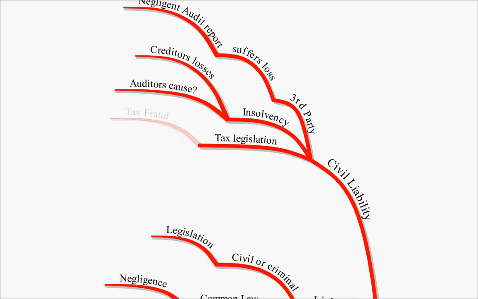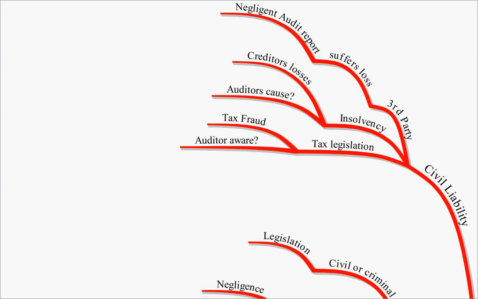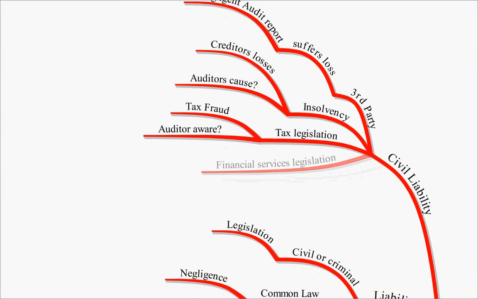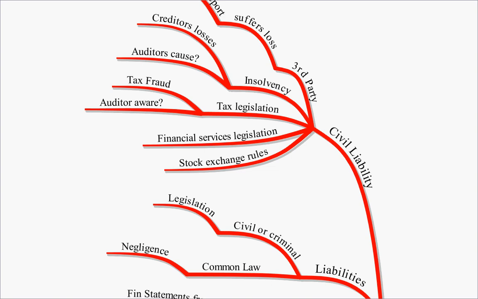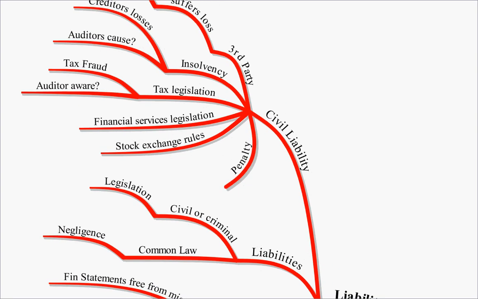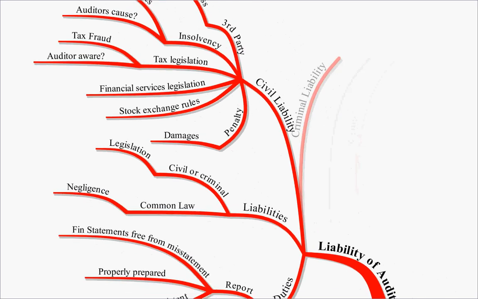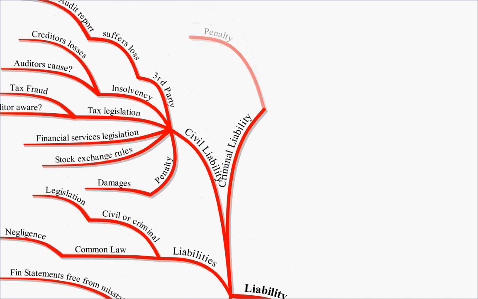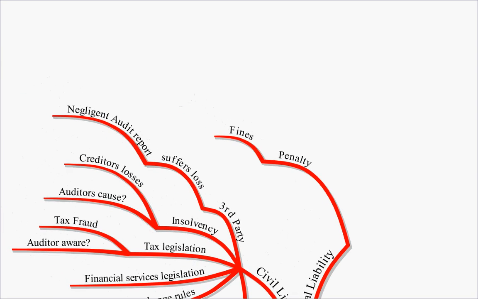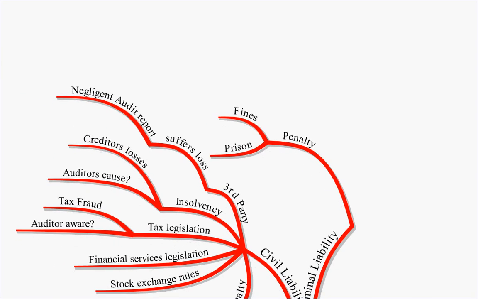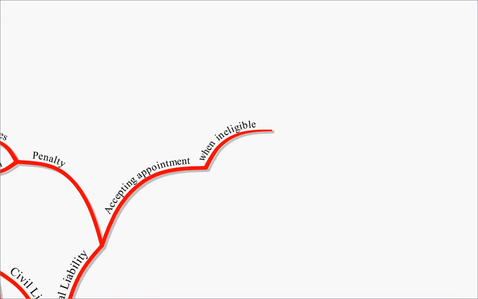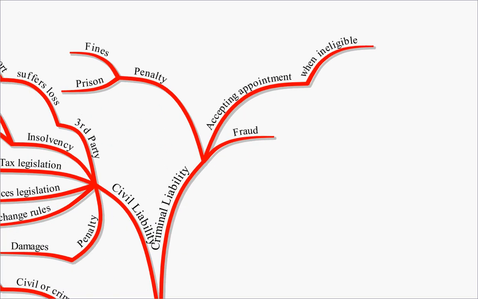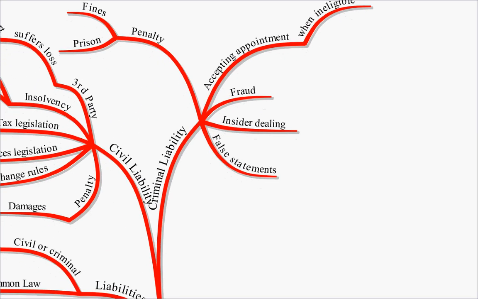Under tax legislation, if the auditor is aware of a tax fraud, then they will have a liability there as well. Under financial services legislation, there will be liabilities, and under stock exchange rules. The penalty for civil liability is damages. On to criminal liabilities then, remember that the penalty under criminal law is fines or indeed prison. And such things that may lead to criminal liability are accepting an appointment when you're ineligible to do so. Also, any fraud, insider dealing or false statements. All of these things will give you a criminal liability.